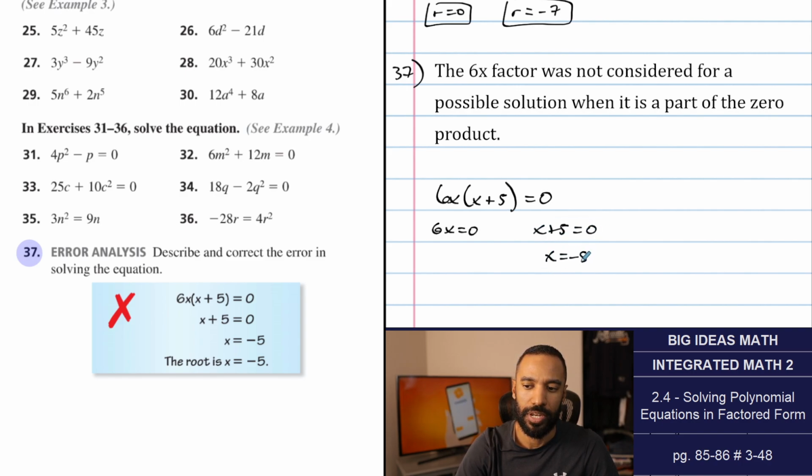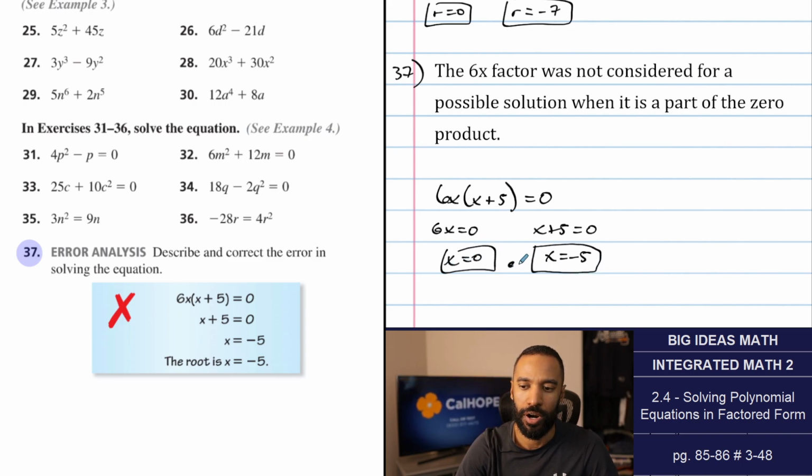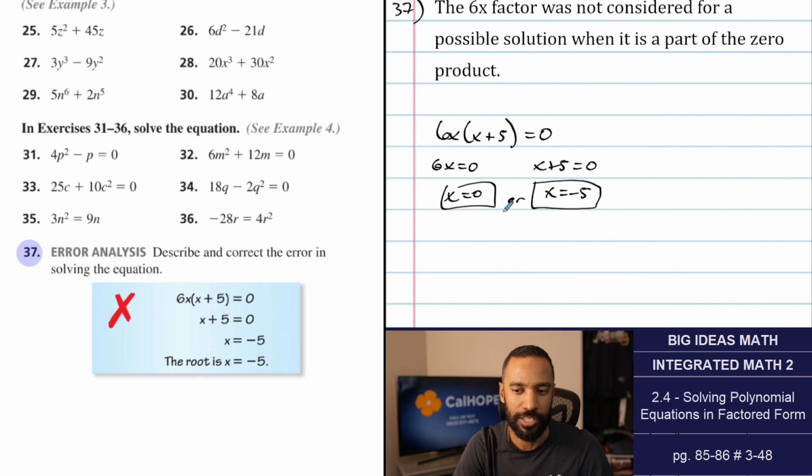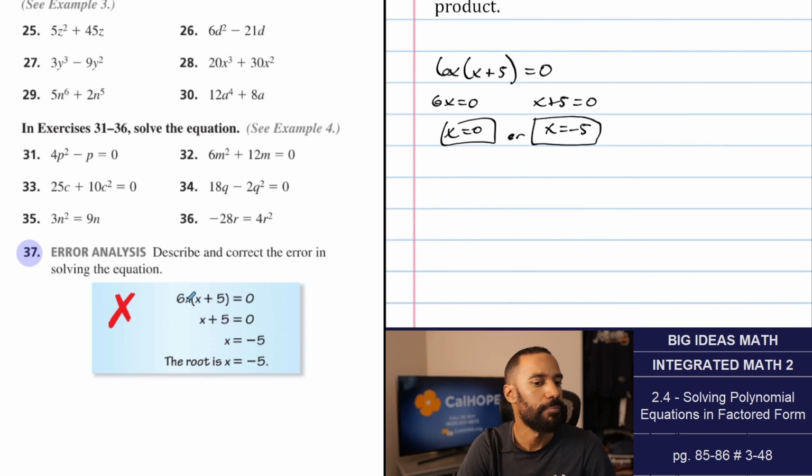We saw that x equals negative 5, but when you divide both sides by 6, you also get x equals 0. There's more than one solution, and the x equals 0 is the other one. So it can't be ignored. Maybe because it's outside of parentheses, people forget about it.